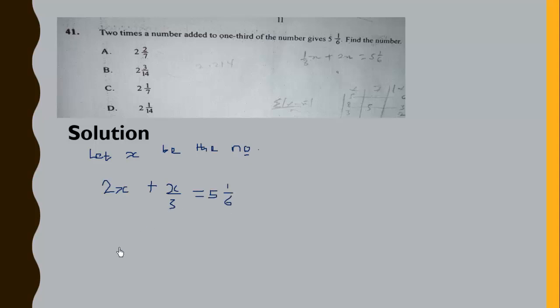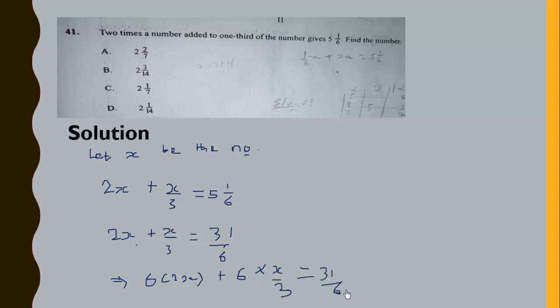So we just simplify this and solve for x. So we have 2x plus x over 3. We change this to an improper fraction to obtain 31/6. So we multiply through by 6 to obtain 6 times 2x plus 6 times x over 3 is equal to 31/6 times 6.